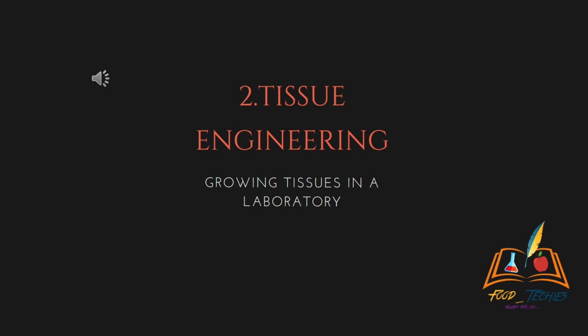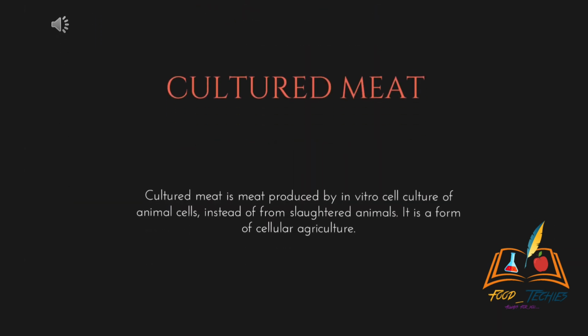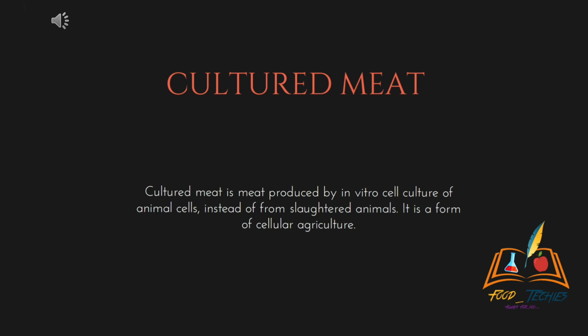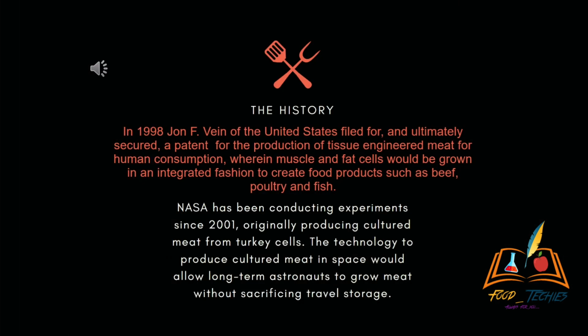The second method of cellular agriculture is tissue engineering, in which we grow tissues in a laboratory. Also known as slaughter-free meat, cultured meat is the meat produced by in vitro cell culture of animal cells instead of from slaughtered animals. Here's some history of tissue engineering.